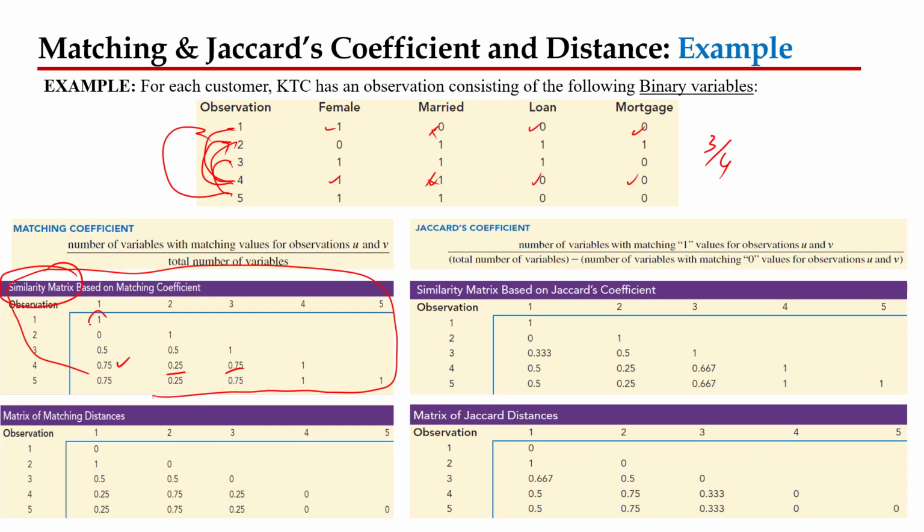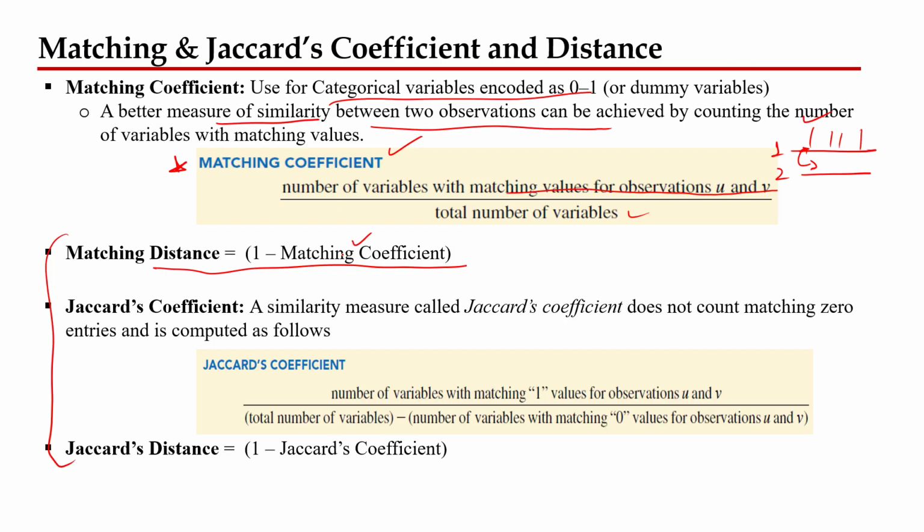So if I am using it, 1 minus 1 is going to be 0, 1 minus 0 is going to be 1, 1 minus 0.5 is going to be 0.5, 1 minus 0.75 is going to be 0.25, 1 minus 0.75 is going to be 0.25. Same is the case, 1 minus 1 is going to be 0, 1 minus 0.5 is going to be 0.5, 1 minus 0.25 is going to be 0.75, 1 minus 0.25 is going to be 0.75. Okay, so similarly 1 minus 1 is going to be 0, 1 minus 0.75 is 0.25, 0.25, and so on, right? So this is how we are getting the matching distance.